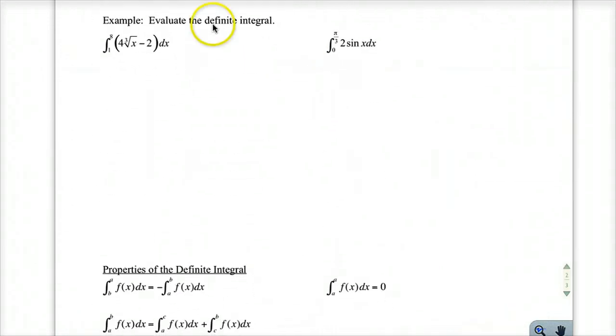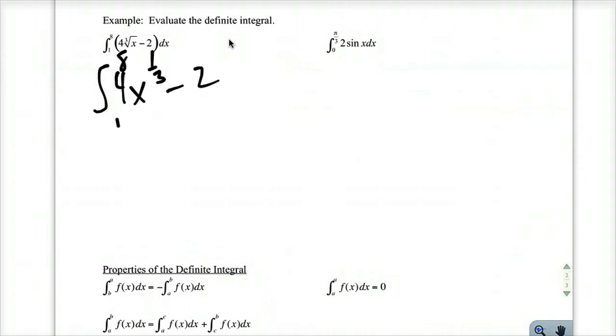Now, without a picture, let's just say evaluate the definite integral in general. We're going to do the exact same thing. So here you see the integral from 1 to 8 of 4 times the cube root of x minus 2. First of all, I can't take the antiderivative of that as written, so I'm going to convert it like so. You may notice also that in this particular problem, the 4 and the 2 have a common factor, which is 2. So before it even starts, I'm going to take that 2 and pull it out in front of the integral.